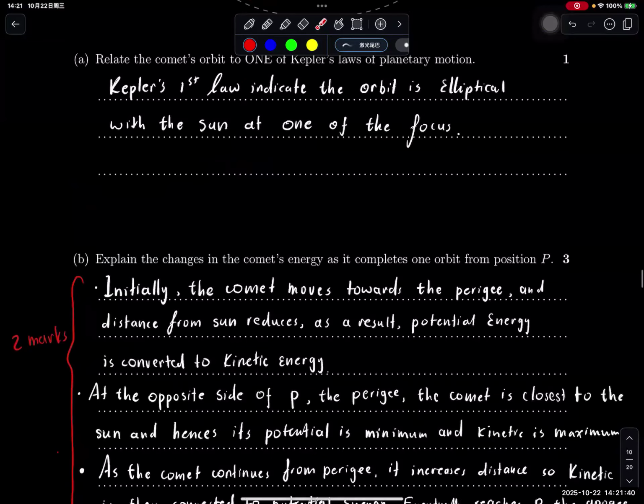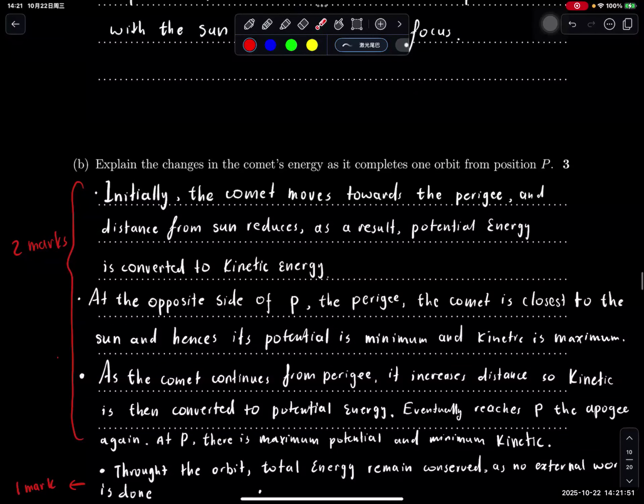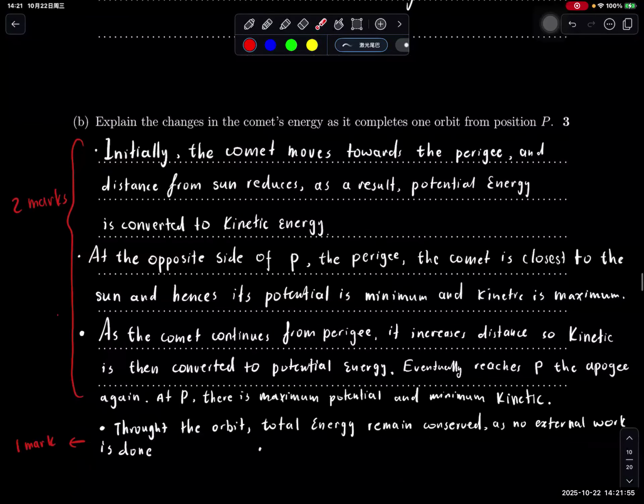And question B, explain the changes in the comet's energy as it completes one orbit from point P. So as it gets closer and further away, initially the comet moves towards the perigee, which is the closest distance of the ellipse from the focus. As a result, potential energy is converted into kinetic, so it gets faster, but its potential decreases.